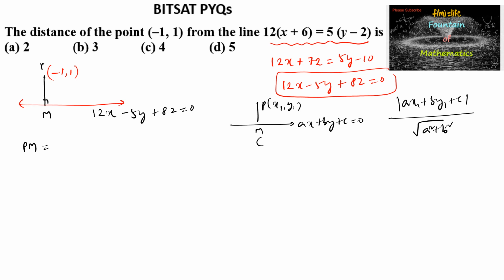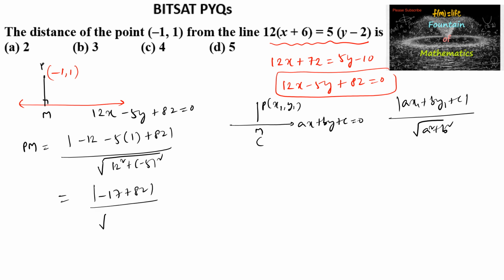So here we can write PM is equal to 12 into minus 1, minus 12, and again minus 5 into plus 1 plus 82 divided by root of a square plus b square, that is 12 square plus of minus 5 whole square, which is minus 12 minus 5, that is minus 17 plus 82 divided by root of 144 plus 25.